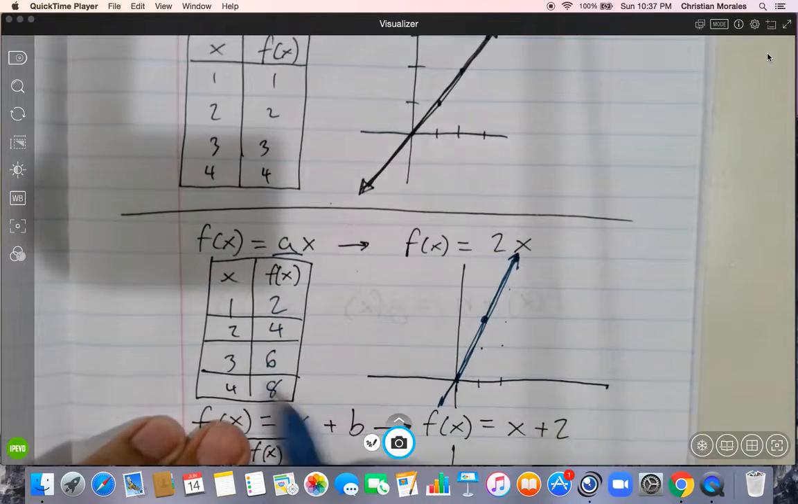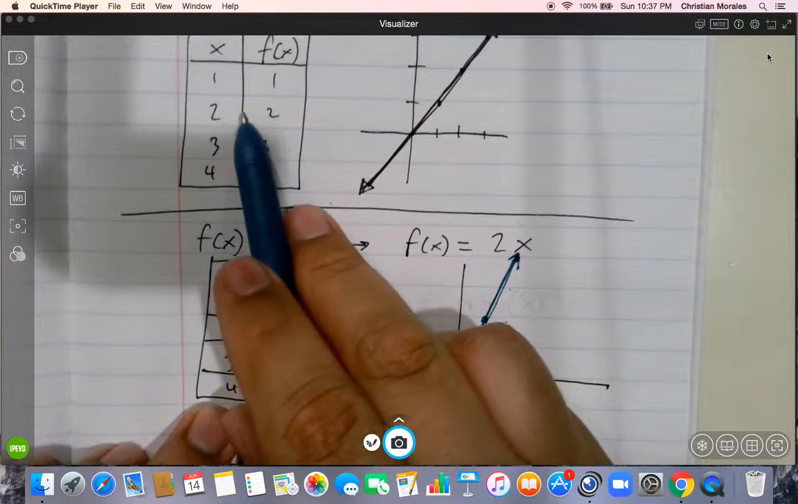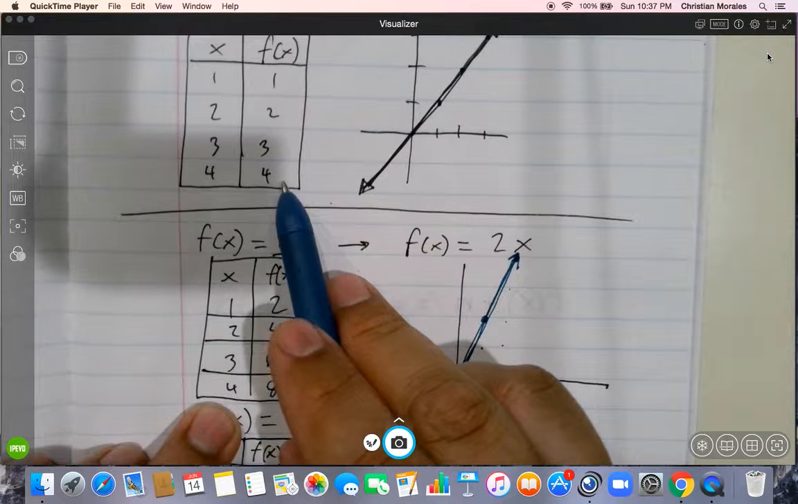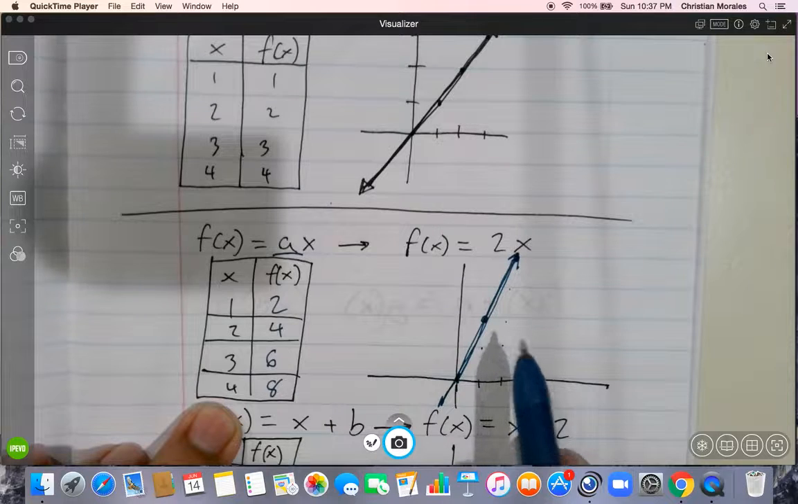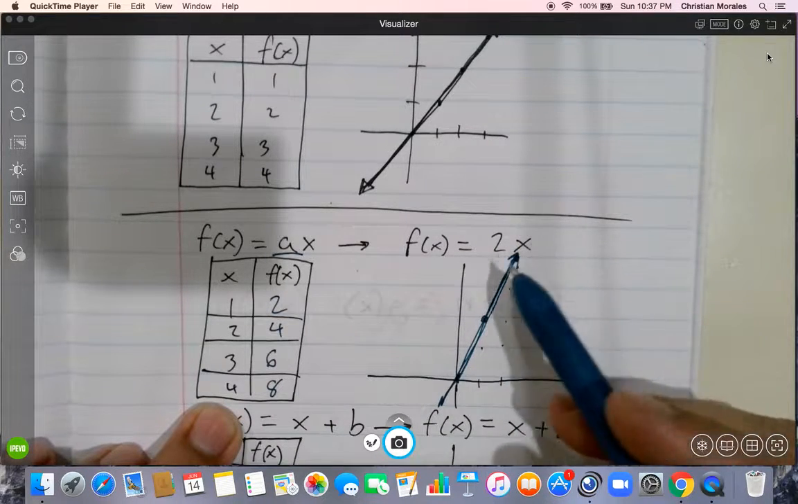Think of it like this. By the time I plug in 4, I get 8. If you had plugged in 4 into the original, you get 4. So you're at half the growth you are here. So this is growing twice as fast. And it makes sense because what are you multiplying it by? 2. Growing twice as fast.